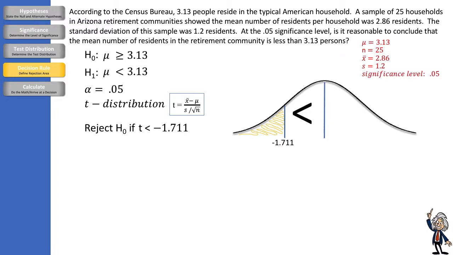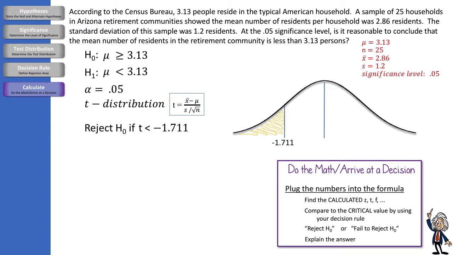And finally, we get to do the math. This is the fun part because we finally get to an answer. So we just plug what we know into the equation. 2.86 minus 3.13 divided by 1.2 divided by the square root of 25. Plug that into a calculator and we get negative 1.13, which falls about here on our graph.